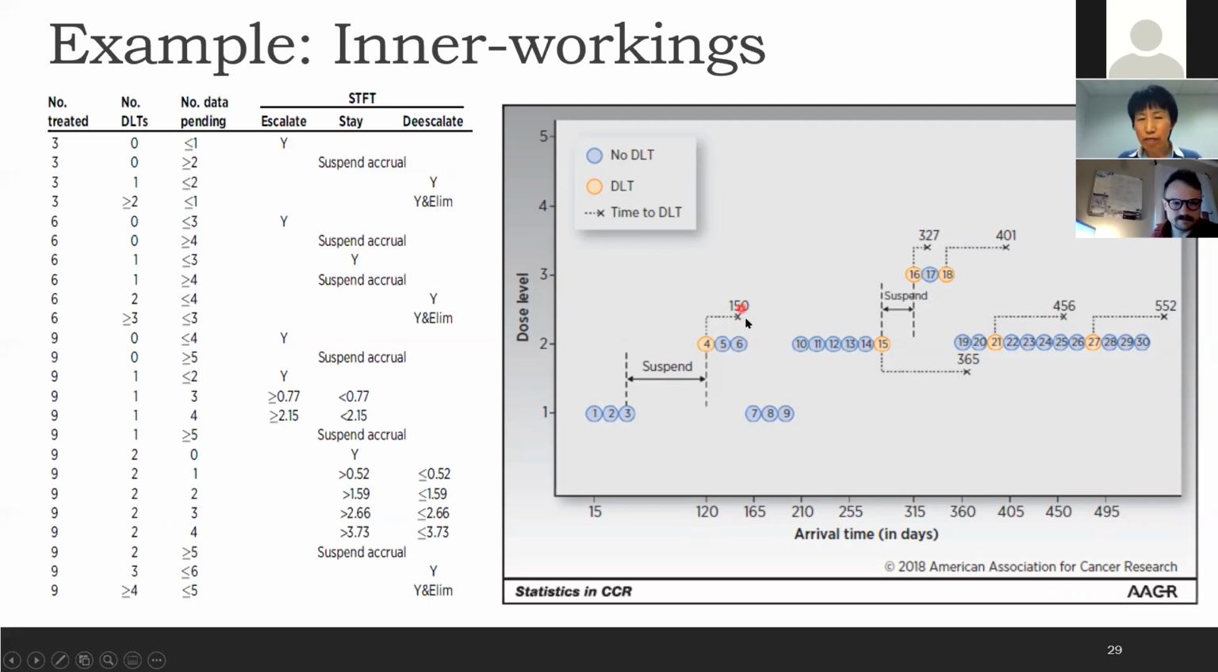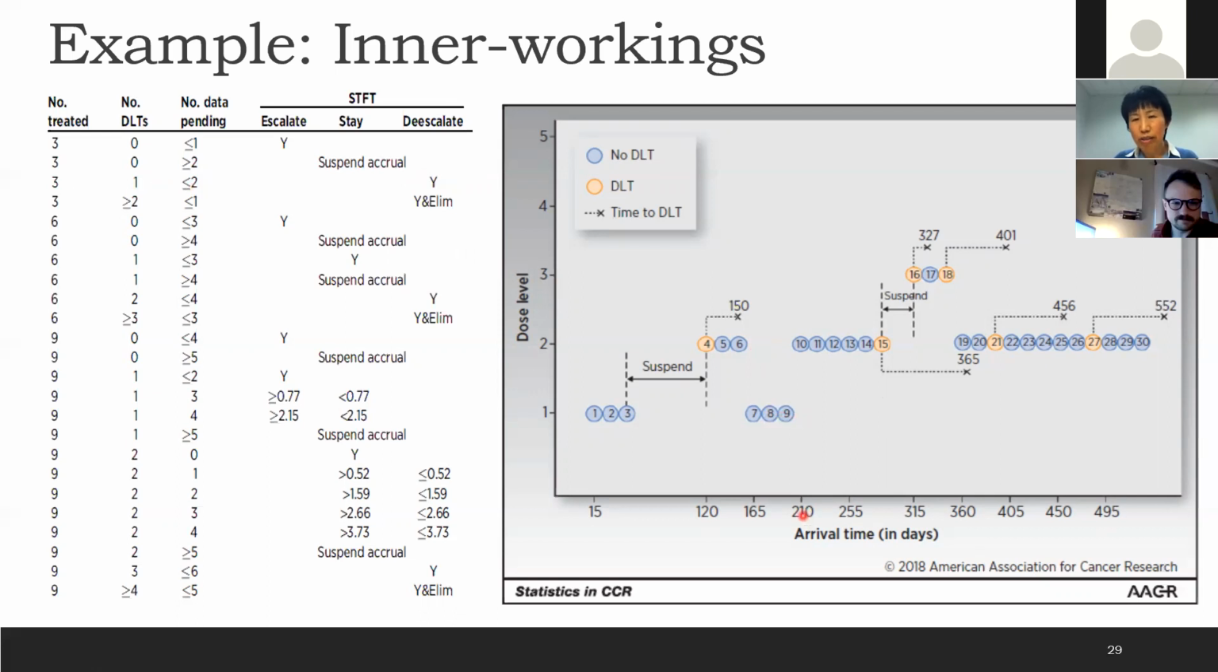By day 150, there's 1 DLT. So we look at the decision table: 3 patients treated, there's 1 DLT, and then there's 2 pending patients. So the decision rule says de-escalate. So we de-escalate the third cohort to dose level 1 here.